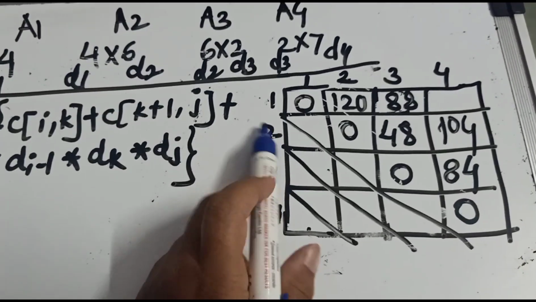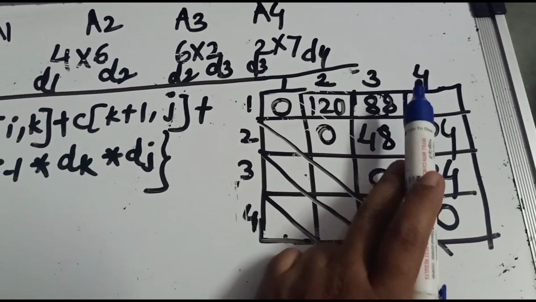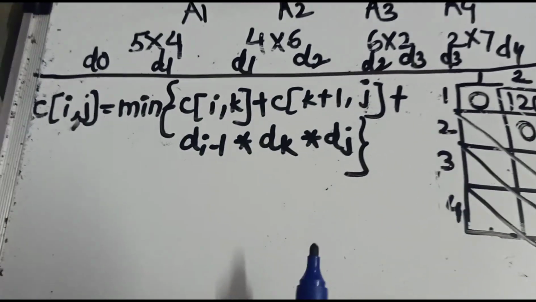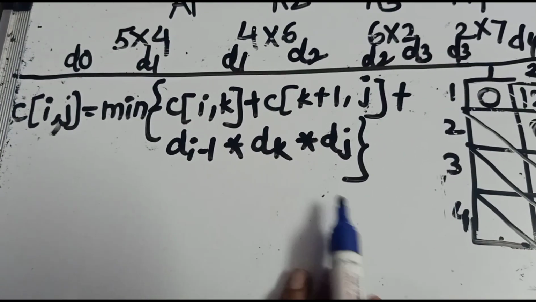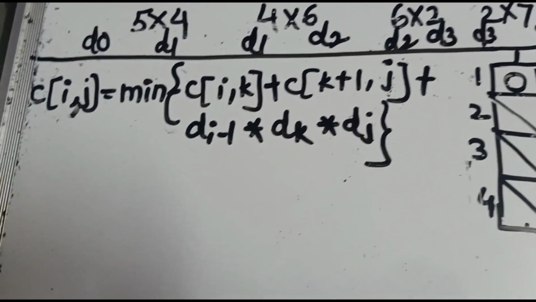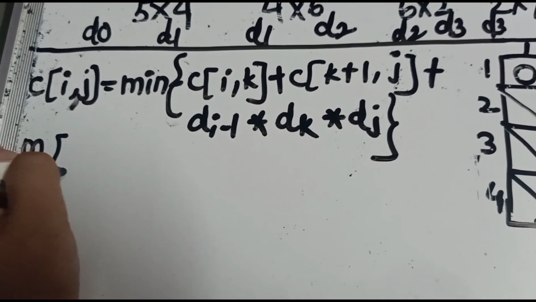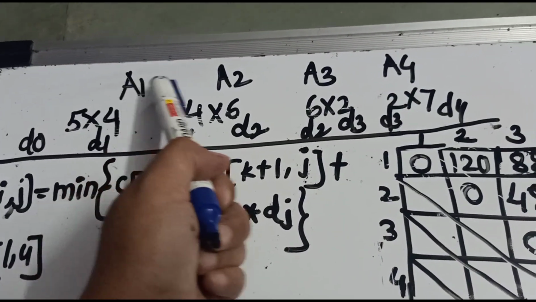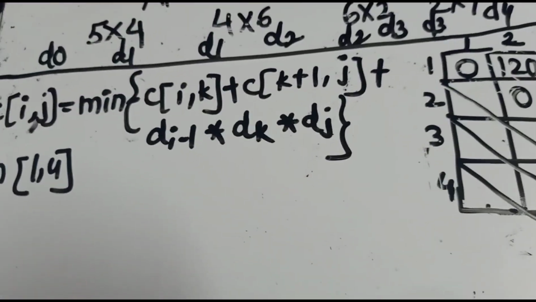Now we have to find the last value. Only one value is there which we have not computed, that is M of 1 comma 4. For this we have to use the formula that we have already seen, and we have also seen how this formula is derived. Instead of C, I will just use the word M here. M of 1 comma 4. Now we are multiplying these four matrices with the help of the results that we have obtained in our table.